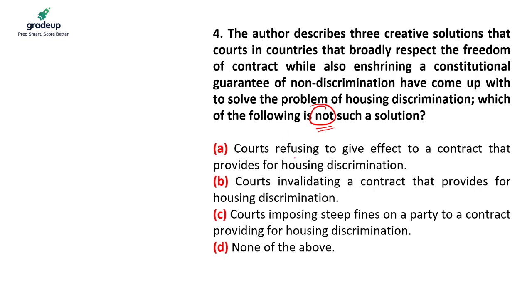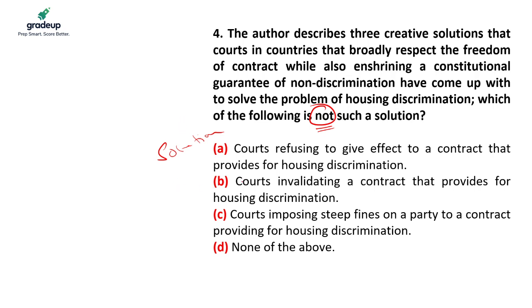Courts refusing to give effect to a contract that provides for housing discrimination. This is a solution. He says if courts do this, then the exclusionary covenant, that is the discrimination, can be kept out.